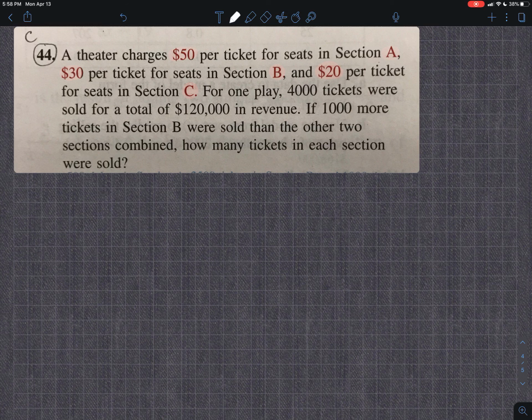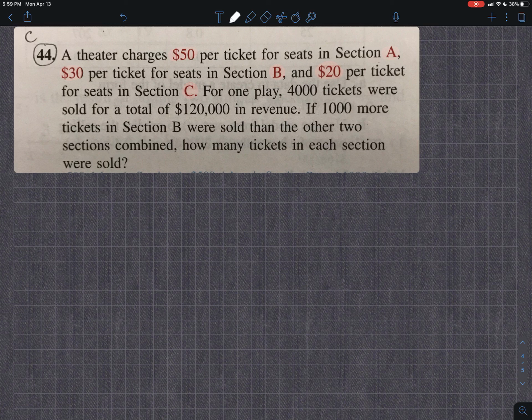A theater charges $50 per ticket for seats in section A, $30 per ticket for seats in section B, and $20 per ticket for seats in section C. For one play, 4,000 tickets were sold for a total of $120,000 in revenue. So that's one piece of information that you can use. The next piece of information is 1,000 more tickets in section B were sold than the other two combined. How many tickets were sold?